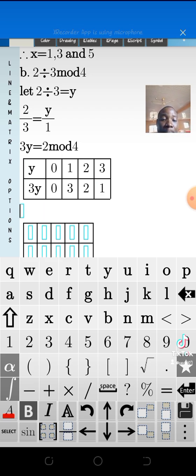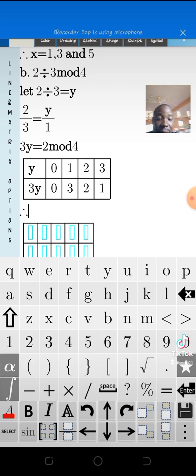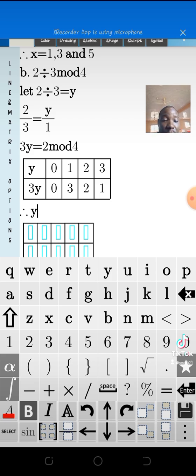So from here, how do we find the y value? From the table, you see that 3y is equal to 2 in mod 4. So let's trace: 3y equals 2 corresponds to y equals 2. I think that's the only value for this particular problem. So therefore, y equals 2. That becomes the solution.